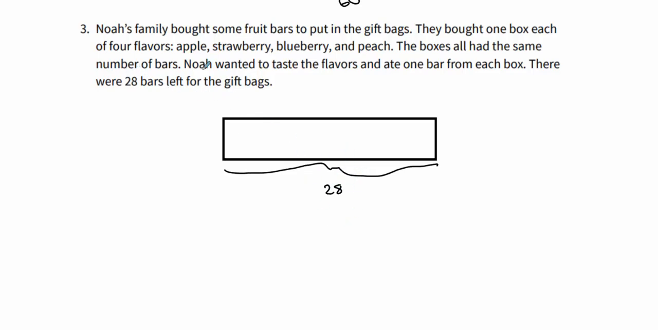So they had 4 flavors. So it had 4 boxes of fruit bars. So I'm going to split this into 4 equal parts. And there was some number of fruit bars in each box, right? We'll say there's X number of fruit bars in each box. But then Noah ate 1. So he took away 1 from each flavor, and then we're left with 28.